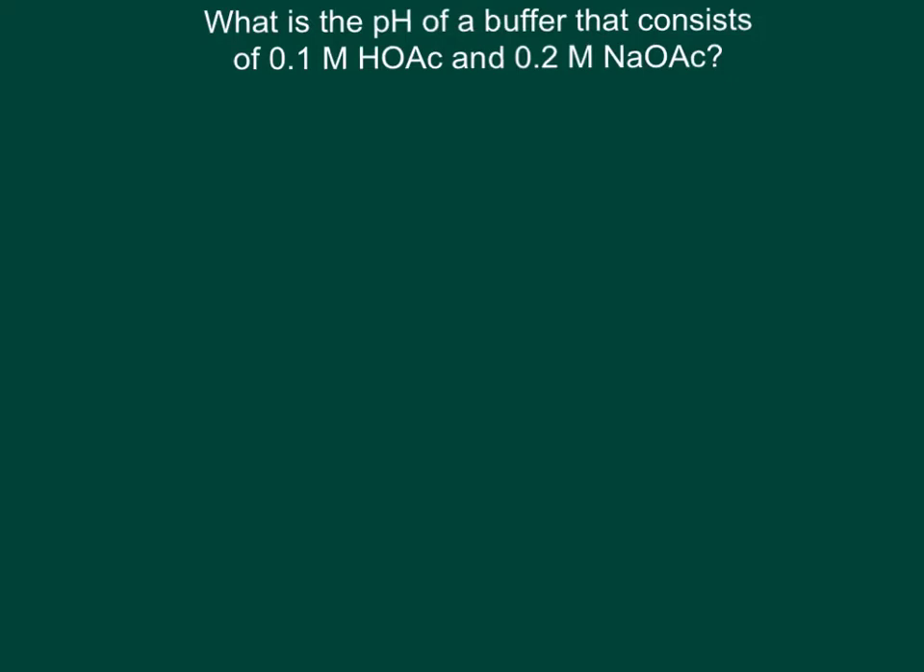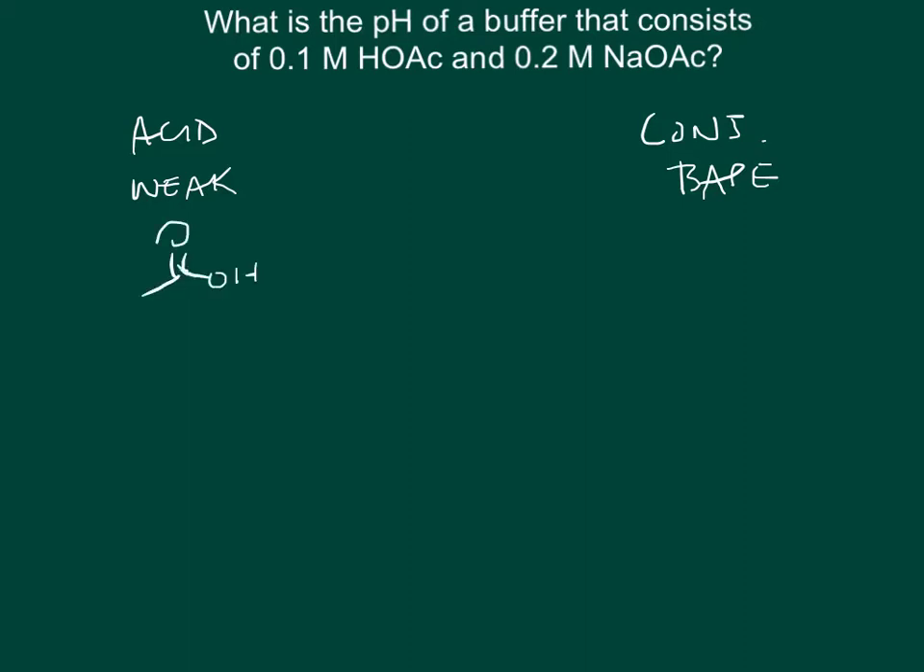A buffer is, generally speaking, a mixture of an acid, and not just any old acid, but a weak acid, and a conjugate base. And again, not just any old conjugate base, but the conjugate base of the acid that we're talking about. So for my weak acid, I'm going to use acetic acid, which has the Lewis structure like this. And for the conjugate base, I'm going to use acetate ion, which has this structure.